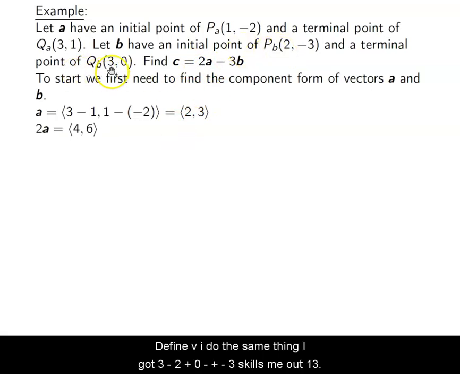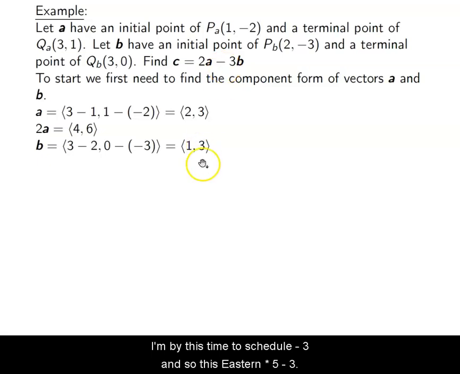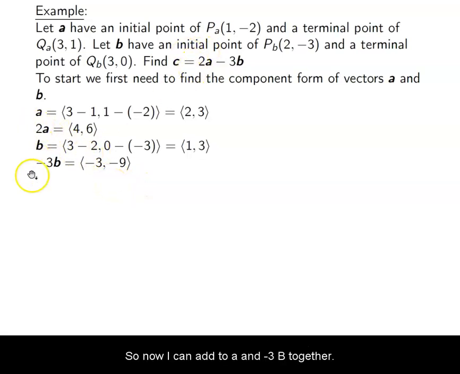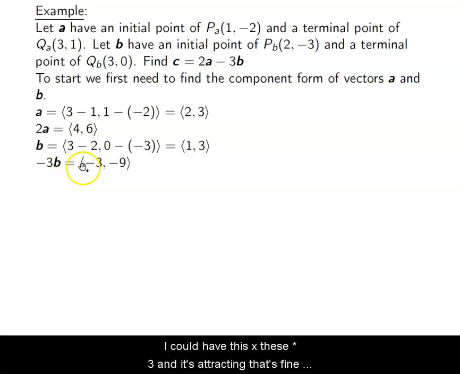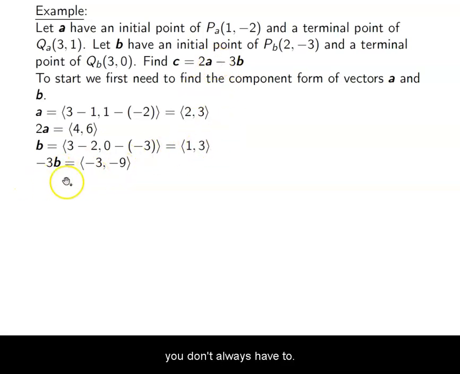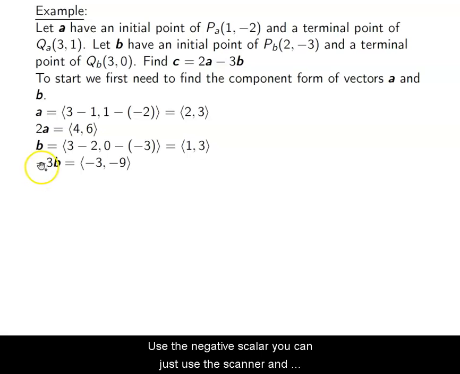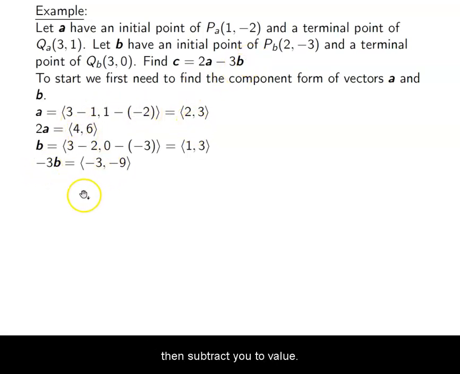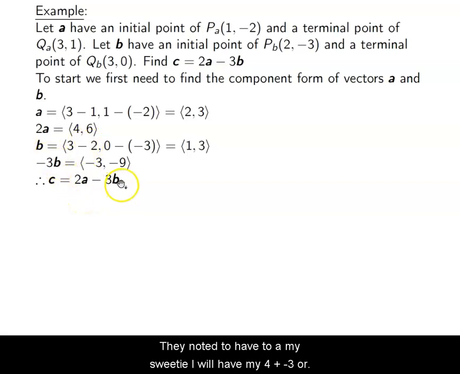To find B, I do the same thing. I get 3 minus 2 and 0 minus -3, which gives me (1, 3). I multiply this by the scalar -3, so each term multiplies by a value of -3. So now I can add 2A and -3B together. I could have just multiplied these by 3 and then subtracted them. That's fine. You don't always have to use the negative scalar. You can just use a scalar and then subtract your two values.